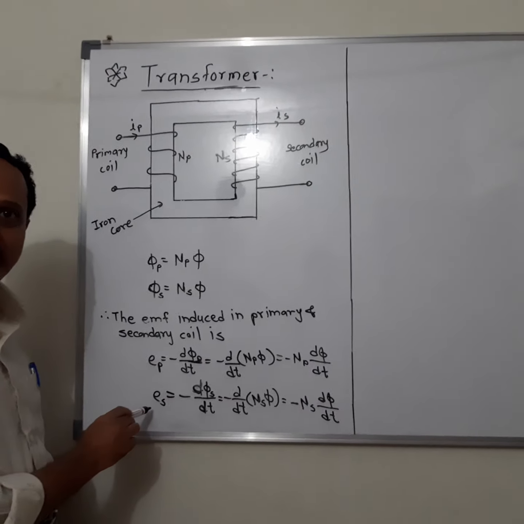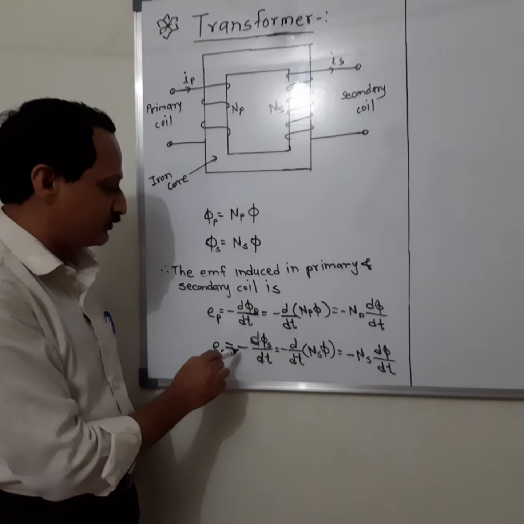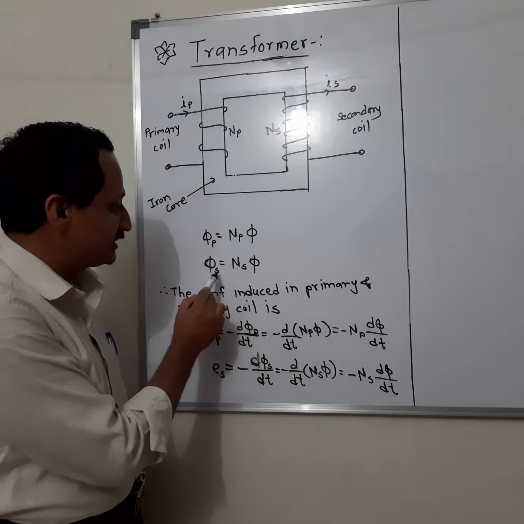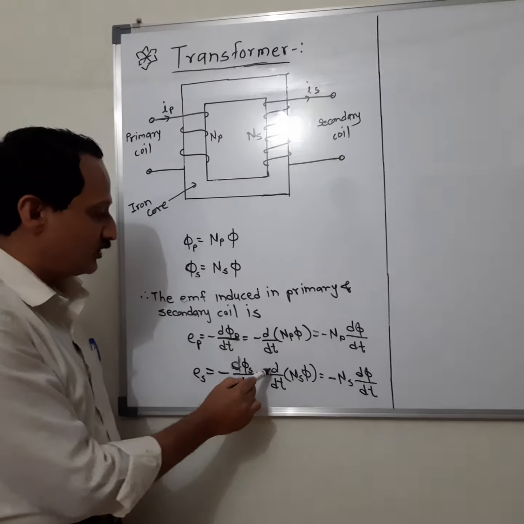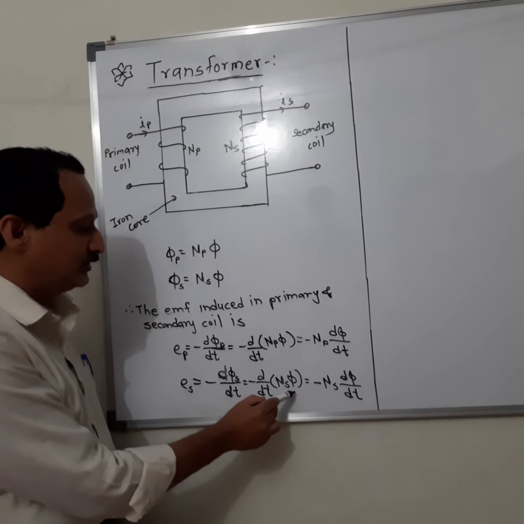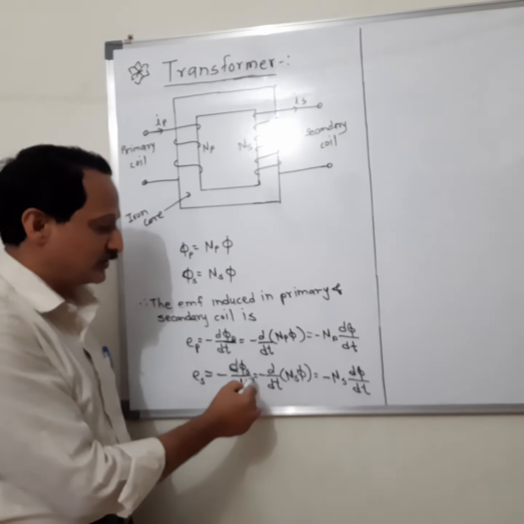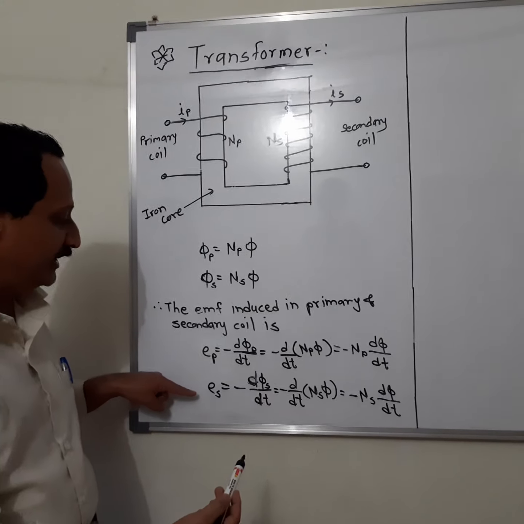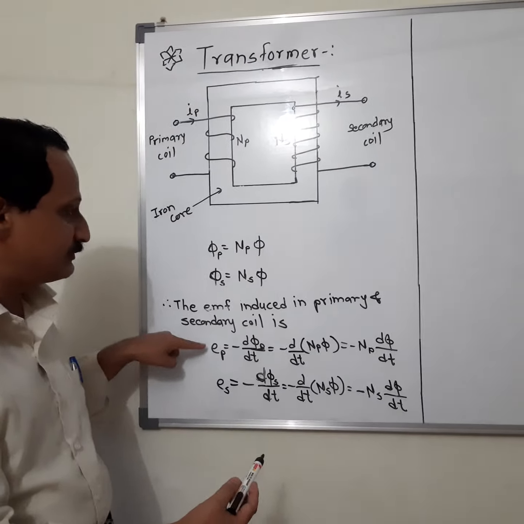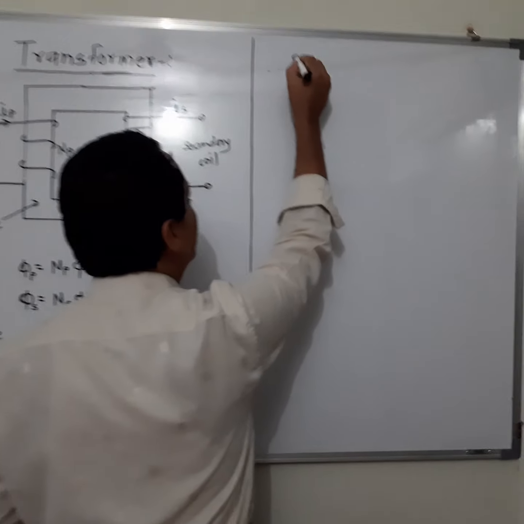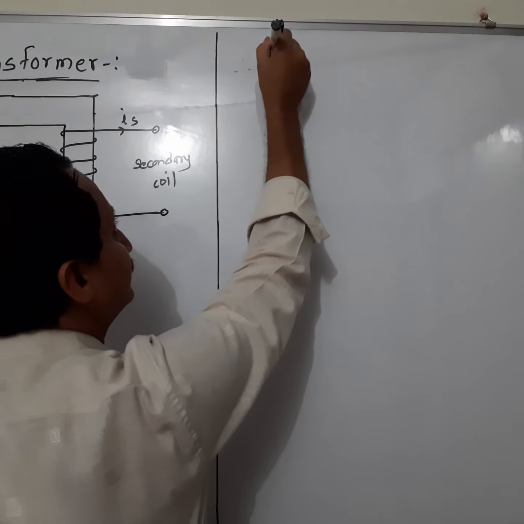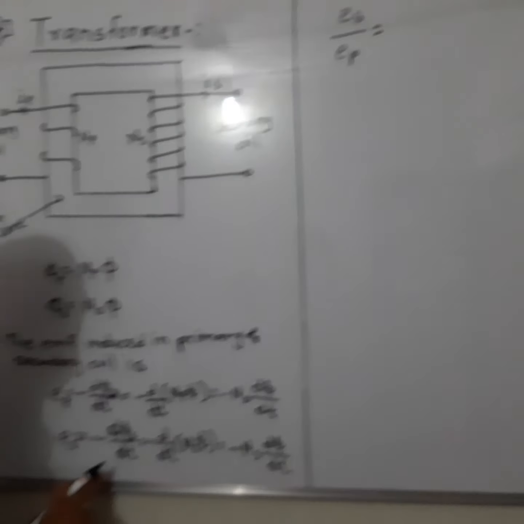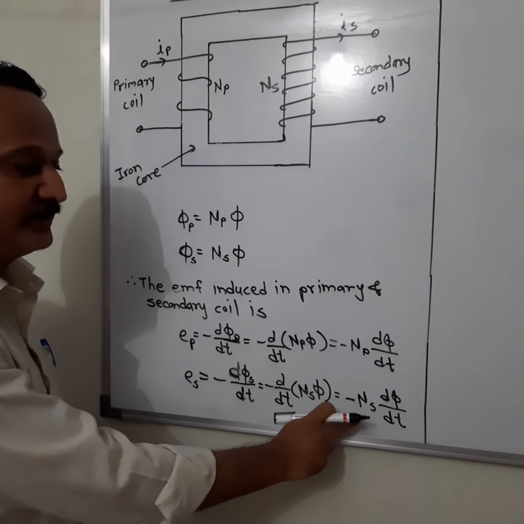Similarly for secondary coil, what is the EMF induced? ES is equal to minus d phi s by dt, S for secondary coil. So substitute phi s from this equation. So that is equal to what? Minus d by dt of NS into phi. NS is constant, so take it out of the derivative. So minus NS into d phi by dt. Now we have to find the ratio of ES and EP. So divide ES by EP. So what do we get then? ES by EP is equal to, what is the right side of ES? That is equal to minus NS into d phi by dt.